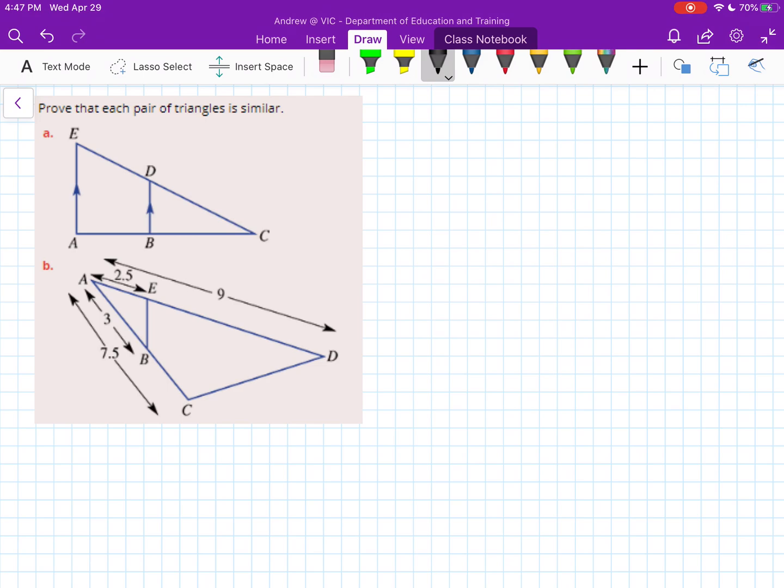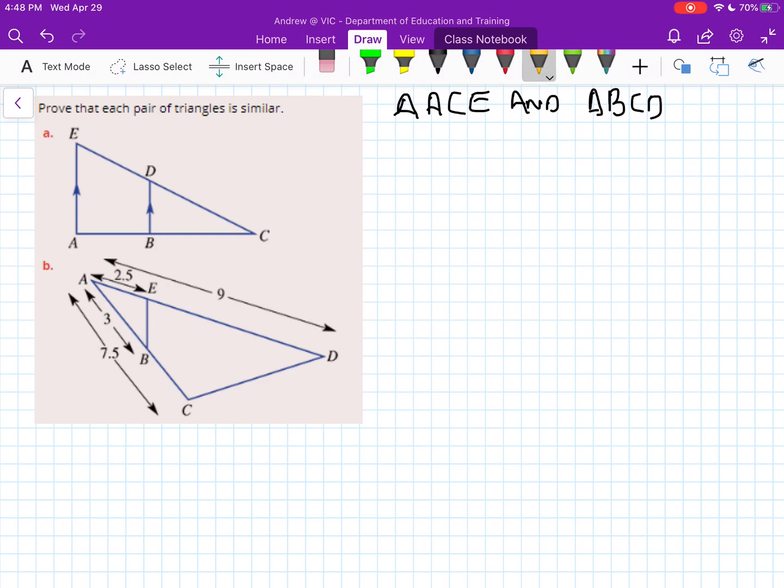So first off, hopefully we can see that we've got two triangles here. We've got triangle ACE and we have triangle BCD. Okay, so there are our two triangles here.